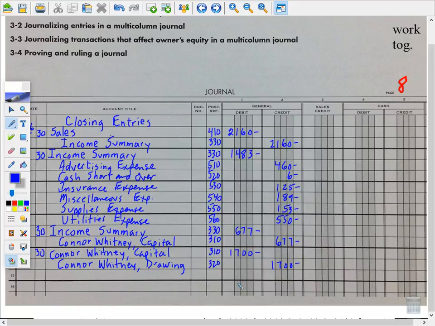So we have done everything that Section 8.1 asks us to do. We know the 4 closing entries, we know how to post them, and then in Section 8.2, which will be tomorrow, we'll talk about the post-closing trial balance. So hope that helps. Let me know if you have any questions.